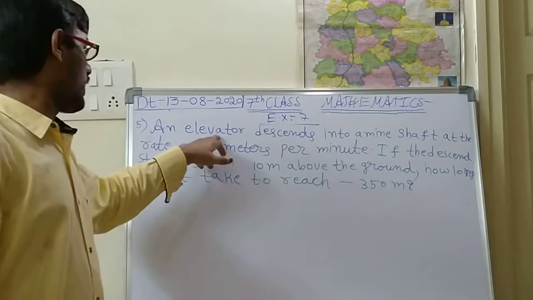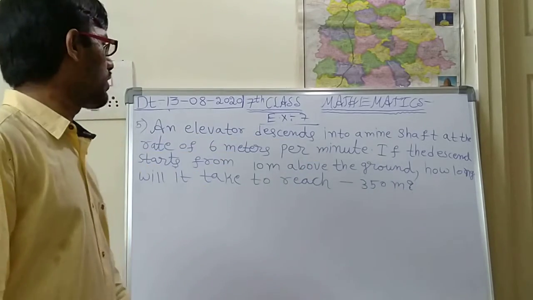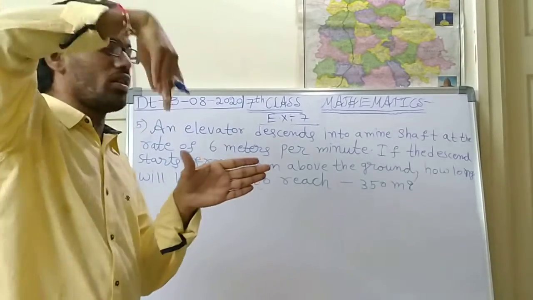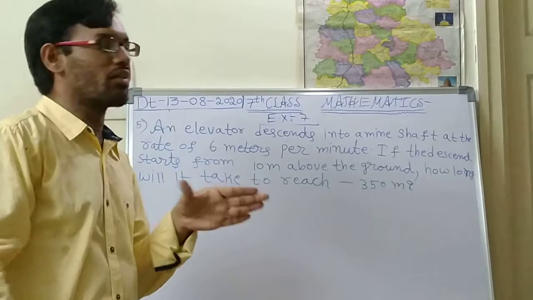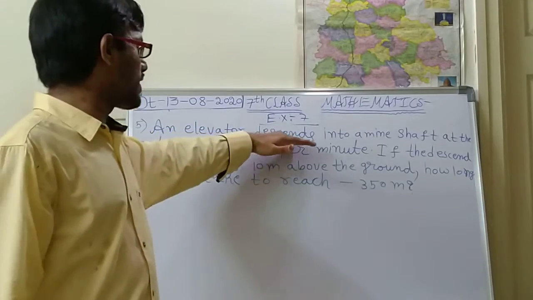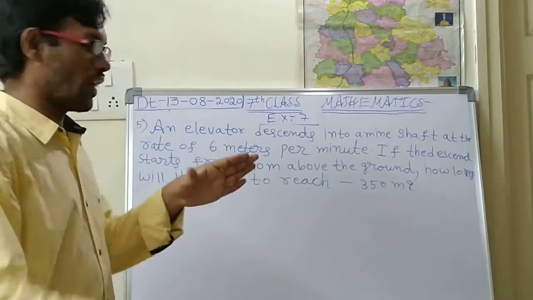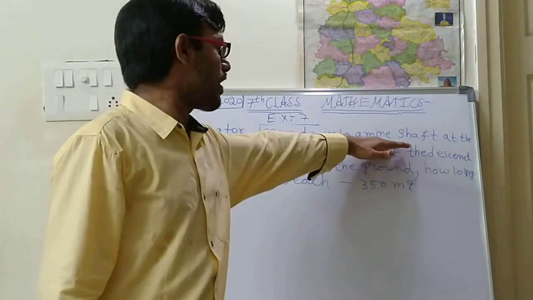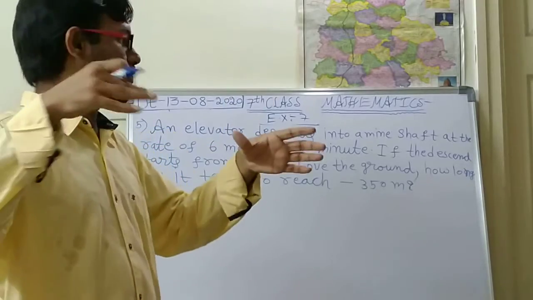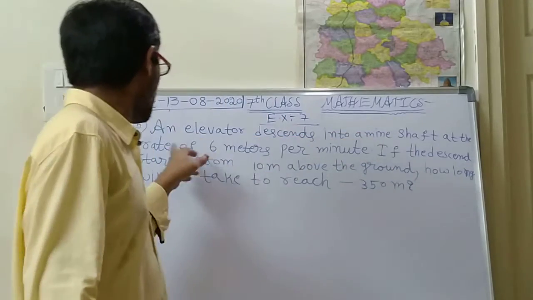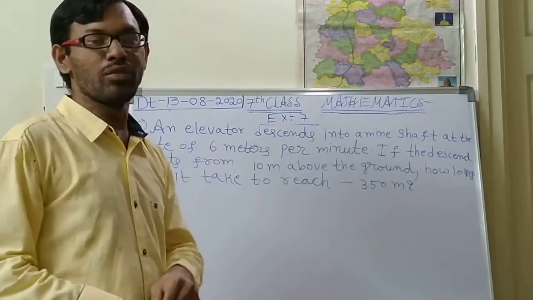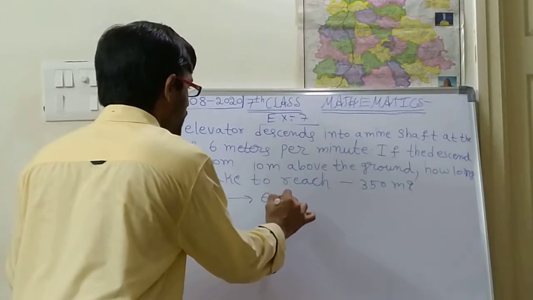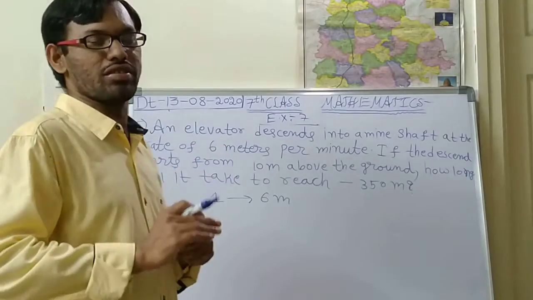So an elevator descends, what is meant by elevator? An elevator means a machine. So an elevator descends, so it is going down. So how is it going? Into a mine shaft. So in one of the mine shafts it is going down at the rate of 6 meters per minute. So for every minute it is covering 6 meters.